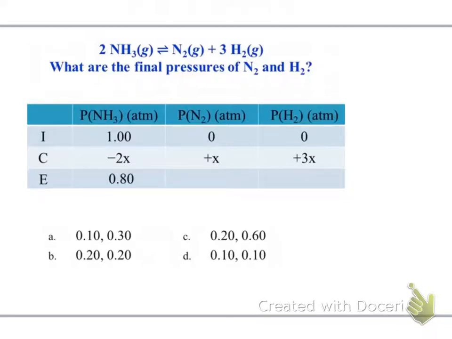Okay. All right, so this 0.8 is the pressure of the NH3, and what we determined in the last slide is x is equal to 0.10 atmospheres. So if I go from 0 to plus x, I'm going to end up at 0.10 for N2, and I'm going to end up with 0 plus 3x, and x is 0.1, so I'm going to end up with 0.30 atmospheres of H2. So my answer would have been A.